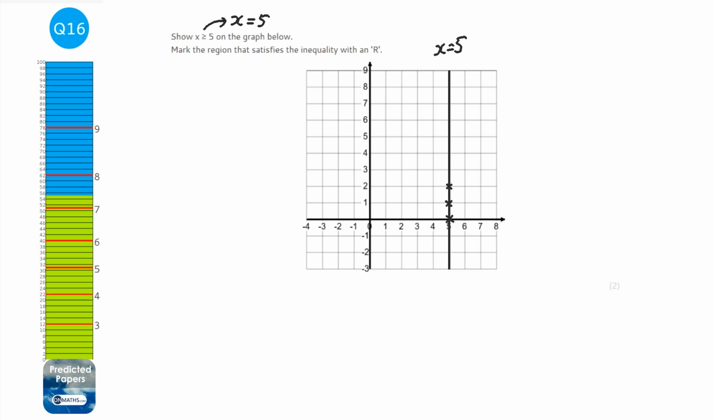Okay, that's the line x equals 5, but it asks us to mark the region in the inequality with an R, so it's either going to be to the left or the right of this line. Well, it says that x can be anything that's greater than or equal to 5, so x could be 5, 6, 7, 8 on this graph, because obviously it only goes up to 8. So anywhere this side of the line is absolutely fine, so I'm going to mark my R there. And actually sometimes the exams ask you to shade it in, so I just shade in that right hand side of the graph. Sometimes you shade in what you don't want, and if I was shading in what I didn't want, obviously it would be on the left hand side of that graph.